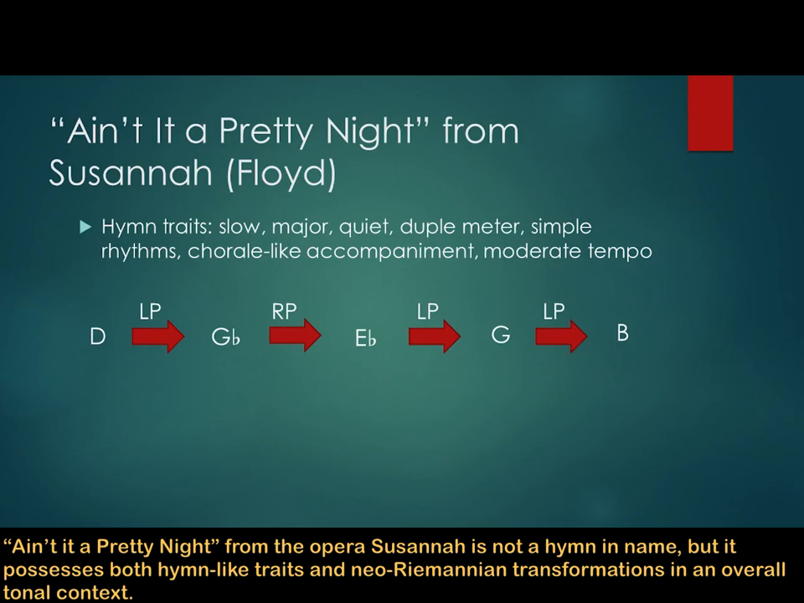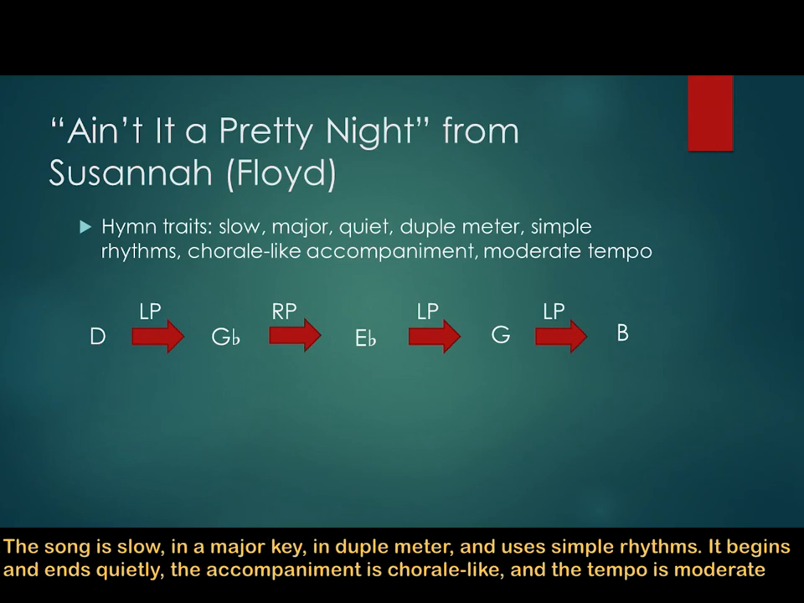"Ain't It a Pretty Night" from the opera Susanna is not a hymn in name, but it possesses both hymn-like traits and Neo-Riemannian transformations in an overall tonal context. The song is slow, in a major key, in duple meter, and uses simple rhythms. It begins and ends quietly, the accompaniment is chorale-like, and the tempo is moderate.